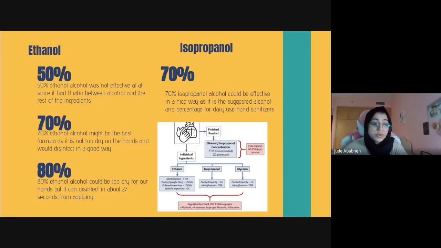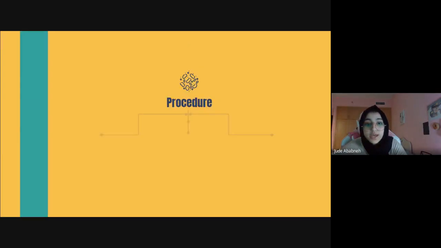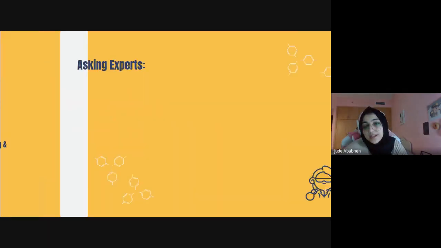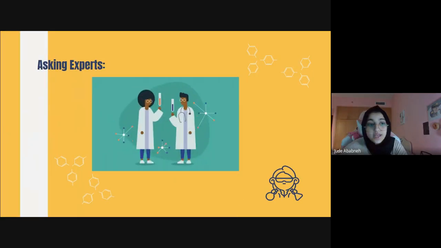Now for isopropanol, as the recommended alcohol and percentage for everyday use hand sanitizers, 70% alcohol could be useful. In the procedure, we had 5 main steps using our research data and asking experts: formulation, experimenting, and results. When asking experts, we have to seek professionals and frontline workers for accurate information. We feel they have the most up-to-date information on everything going on, and they could definitely assist us in identifying the missing parts in hand sanitizers.